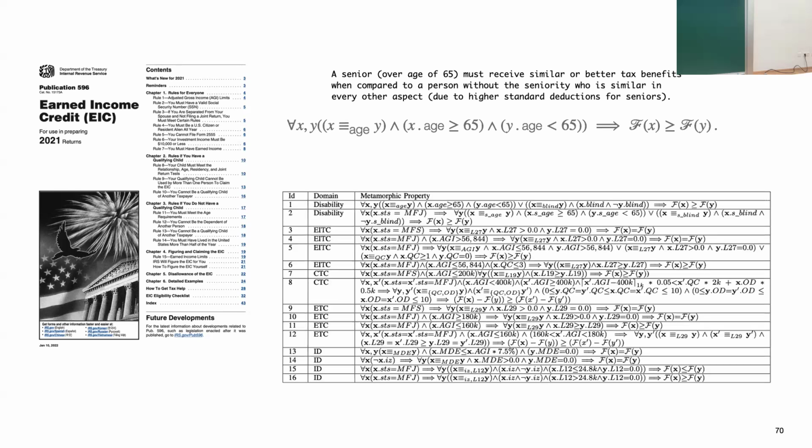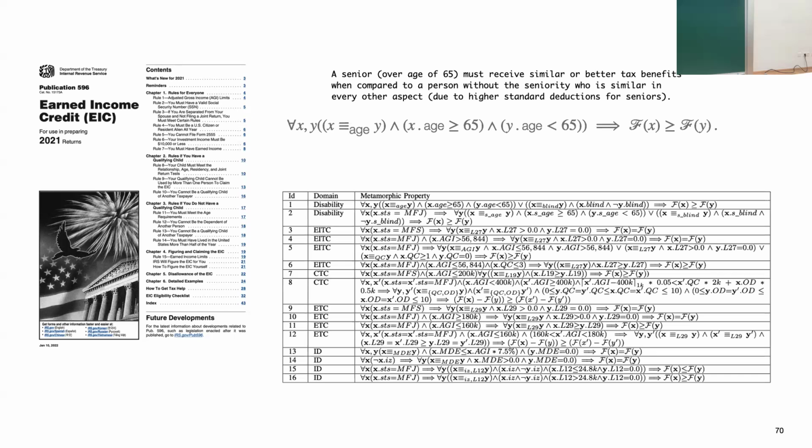And for each of the credit conditions, we came up with this hyperproperty. A senior over this age must receive similar benefits as a person without seniority, right? And you could write this specification, which is for every individual X and Y, they have the same age, or they are the same except the age. One is senior, the other is not senior, and this is the output I should see.